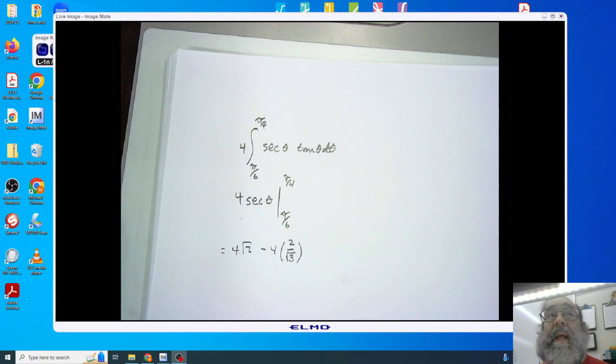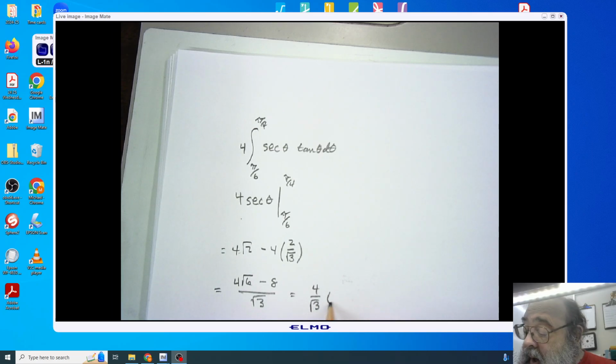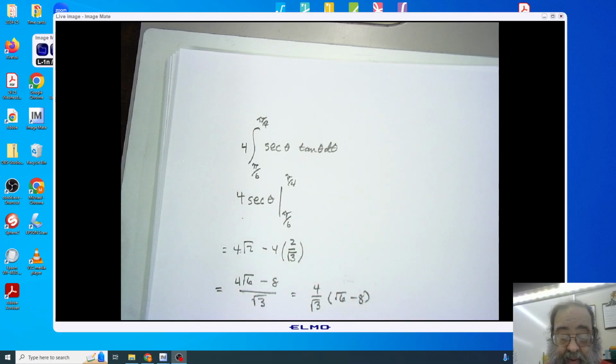Now I'm going to have to clean this up as I go, so I'm going to get my common denominator of root 3, and this is going to give me 4 root 6 minus 8 over root 3. And that would give me, if I keep simplifying, I could see this as 4 over root 3 multiplied by root 6 minus 8. And it would be one of these two answers here.